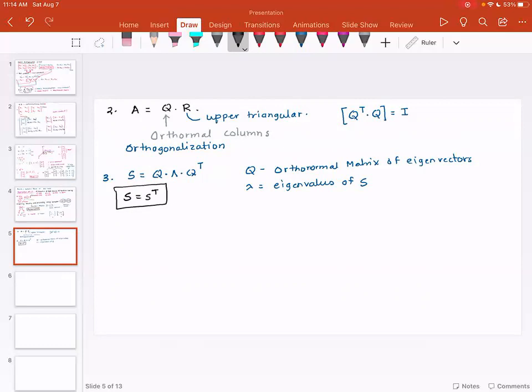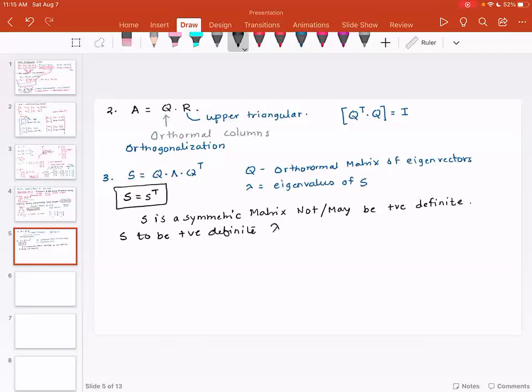So please note, this is a symmetric matrix, but it is not necessarily a positive definite matrix. So I need to say S is a symmetric matrix, but it could be positive definite. When you say the matrix is positive definite, you are adding one more condition onto S. If you want S to be positive definite, then all lambdas have to be positive. So that is an additional condition, but here we are not specifying that.